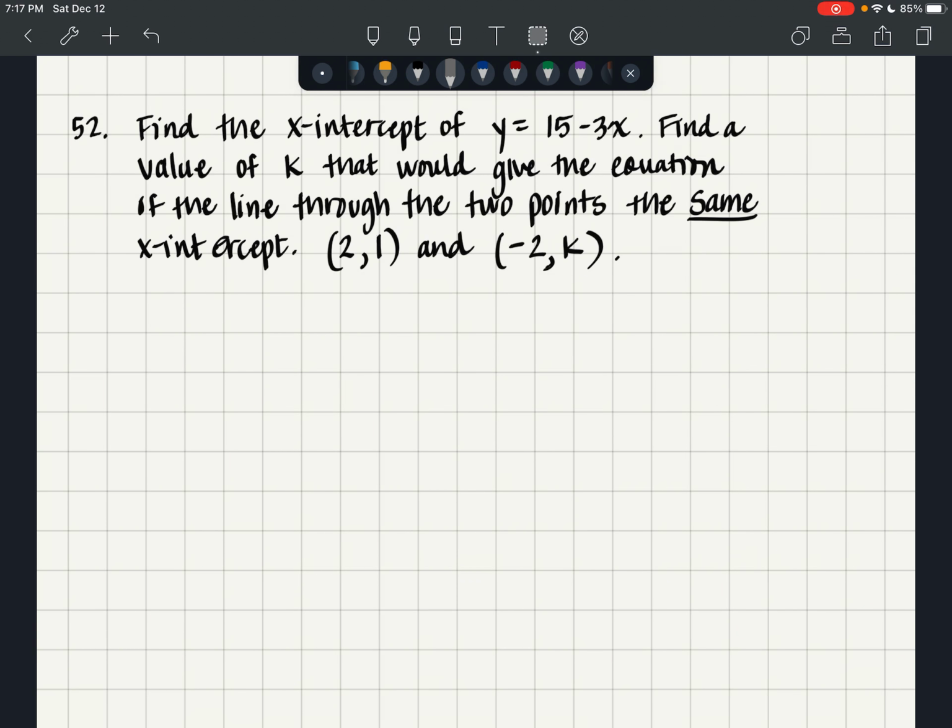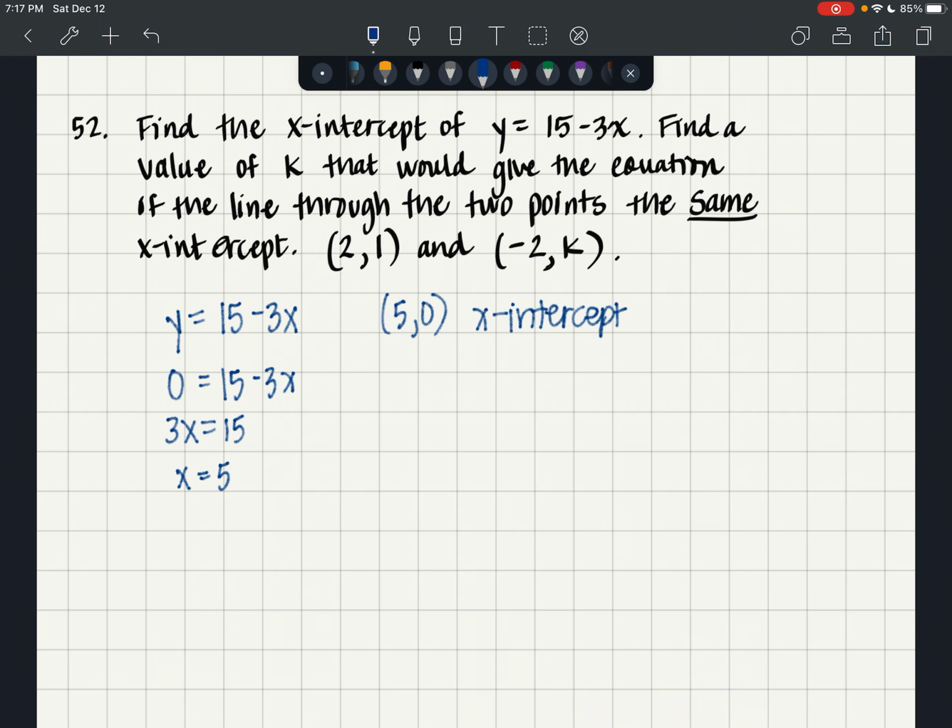Okay, here we have: find the x-intercept of y equals 15 minus 3x. So that's what I'm going to do first. I'm going to find the x-intercept of y equals 15 minus 3x. The x-intercept is the value of x when I put a 0 in for y. So 3x equals 15. My x-intercept is going to equal (5, 0). That's my x-intercept.